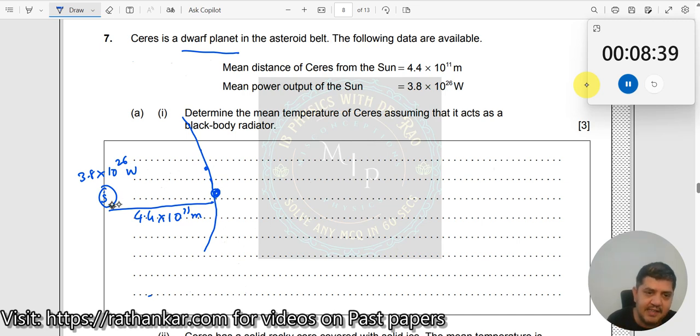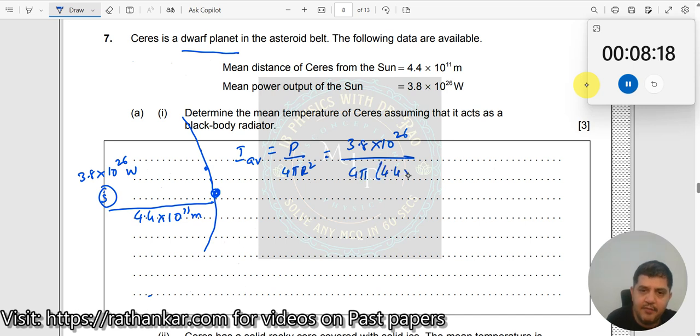Now what we'll do is let us calculate the intensity in its orbit. The intensity in its orbit, what you call an average intensity at any point on this circular orbit, will be equal to P divided by 4 pi r square. So, which should be 3.8 into 10 to the power of 26 divided by 4 pi into 4.4 into 10 to the power of 11, the whole square.